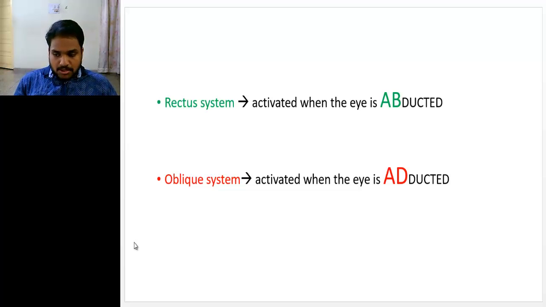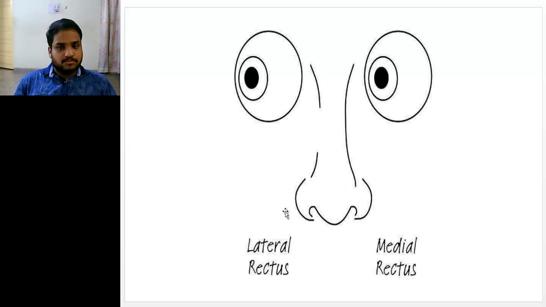The vertical movements are a little more complicated. The vertical movements depend upon the horizontal position of the eye, right? Different muscles for the vertical movement are activated depending upon the horizontal position of the eye. The rectus system is activated once the eye is abducted, while the oblique system is activated when the eye is adducted, right? So let us see this.